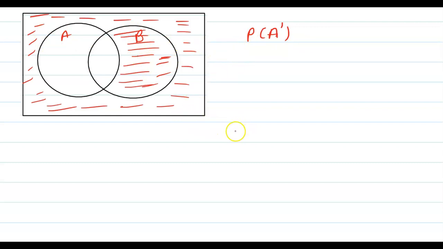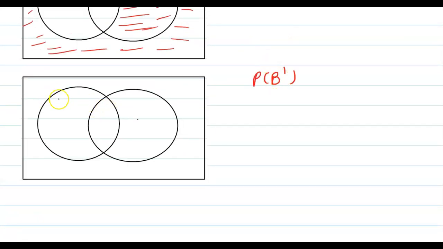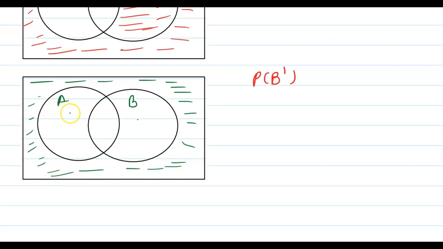Now let's see if it is showing P not B, or P of B complement, then what will happen? If this is A and this is B, not B means you are not touching B, you are touching everything except B. So this is outside and you're not touching B. Don't go in the region of B. This is showing not B, right? Let's go for another one.